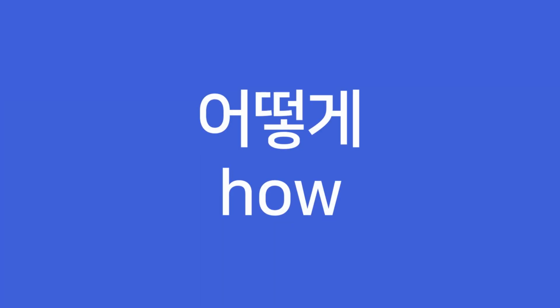And lastly, we're going to look at how. How in Korean is 어떻게. Similar to 왜, 어떻게 doesn't replace anything in the sentence. It's just inserted into the sentence. And usually it comes before the verb or like the clause that includes the verb.